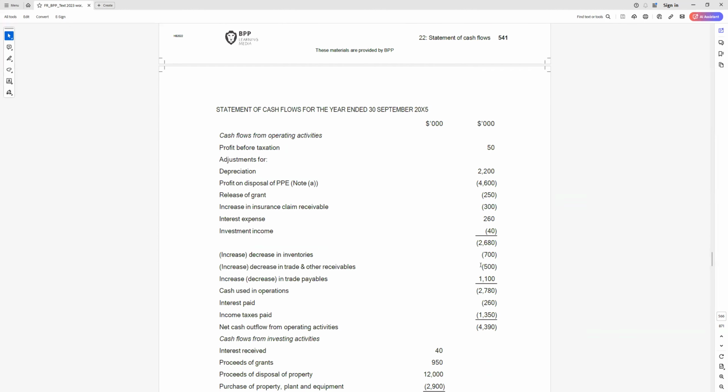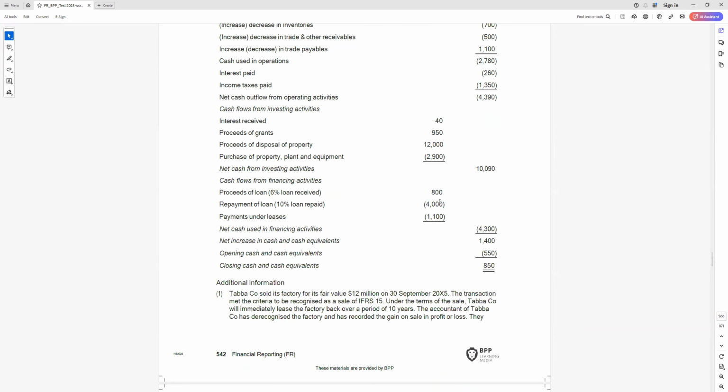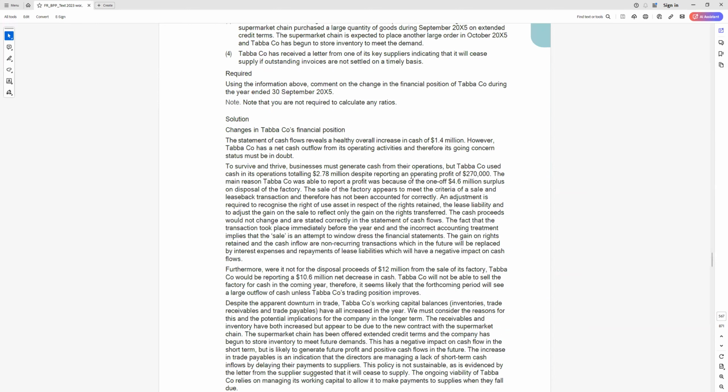That means they used more than the profit they have. They have a profit of only 270,000, and they spent more than that. Where is the money coming from? We know where the money is coming from. The money came from here: 4.6 million from selling or disposal of non-current assets, where they made a profit, and also 12 million they got. That's why they could use this money. So that's what they're trying to tell us here.